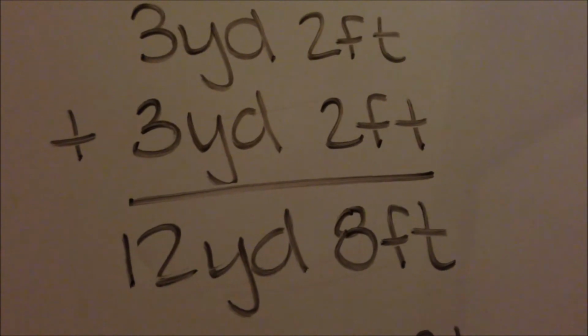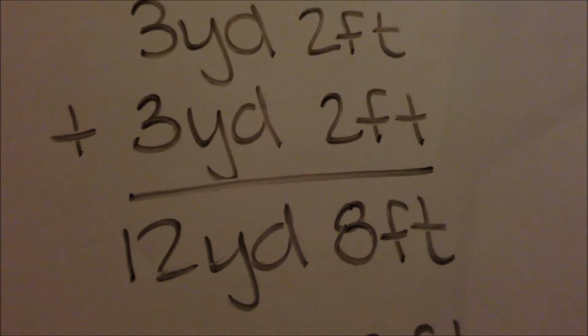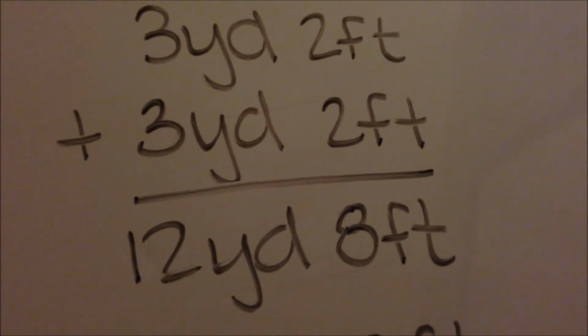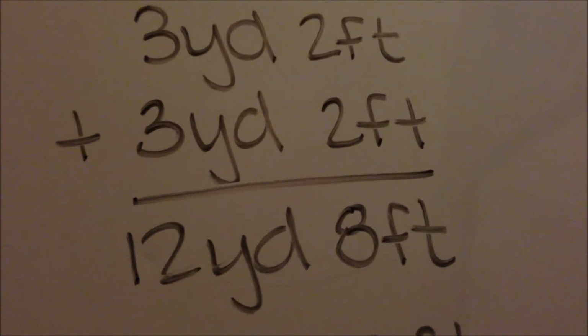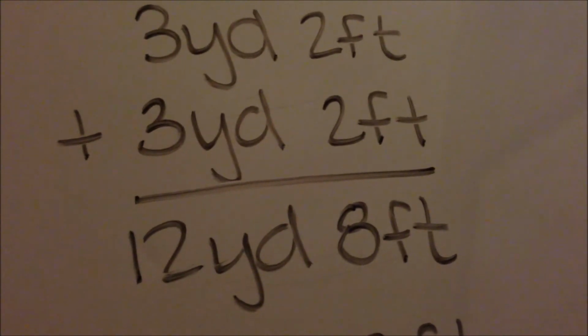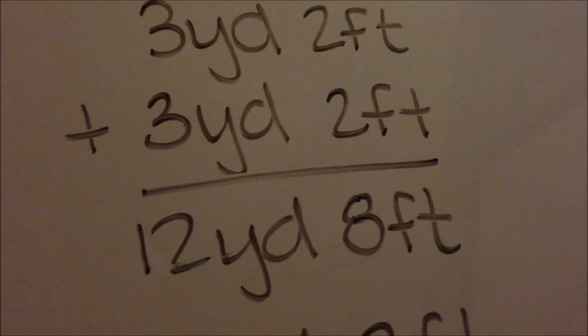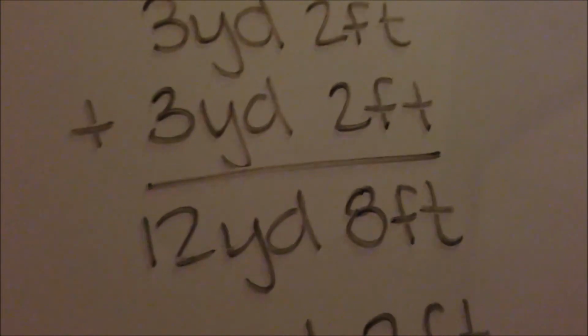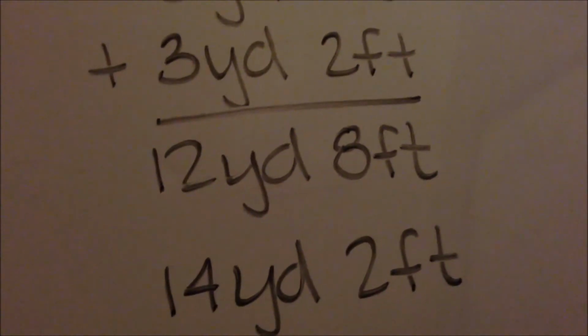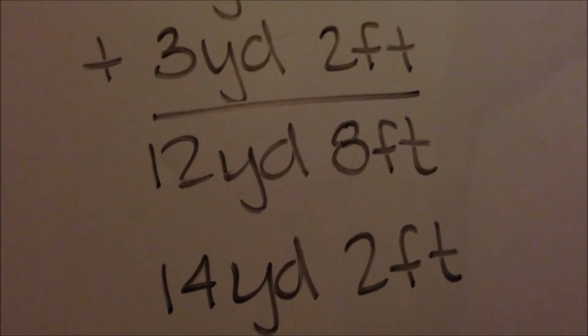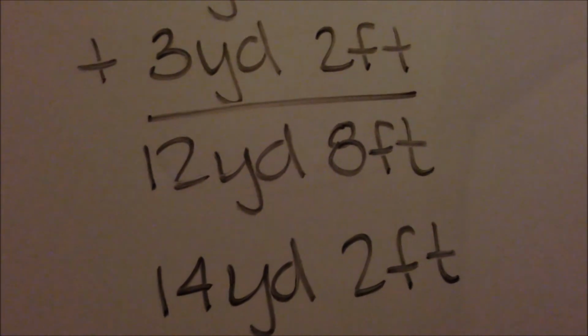Now, we can simplify this further because 8 feet has 2 yards in it. 2 yards is equivalent to 6 feet. So if we add 2 yards onto the 12 yards we already have, we end up with 14 yards, and we have exactly 2 feet left over once we take the 6 feet out of it.